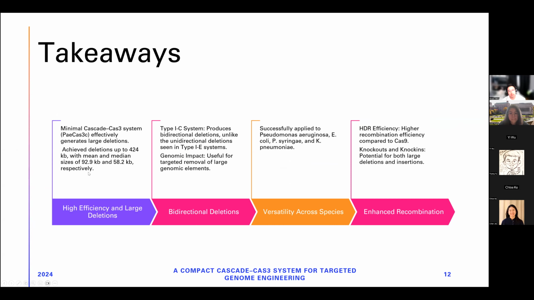So what are our takeaways, right? High efficiency and large deletions, because Cas3 is just able to delete 424 kilobases with a mean and median of this and that, pretty high compared to Cas9.